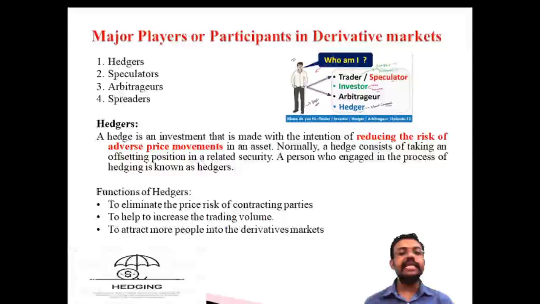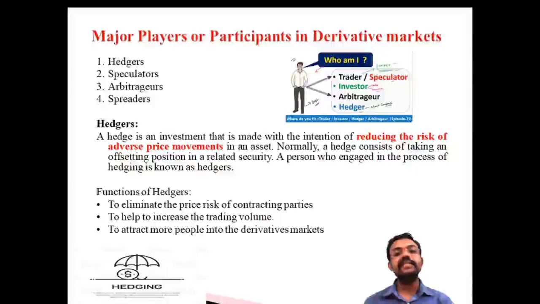The third one is to attract more people to the derivative market. Hedgers attract more people to the derivative market, because there is ample opportunity for reducing the risk. Therefore, hedgers always try to attract more people to the derivative market. These are the three important functions of hedgers: to eliminate the price risk of the counterparties, to help increase the trade volume, and to attract more people to the derivative market.